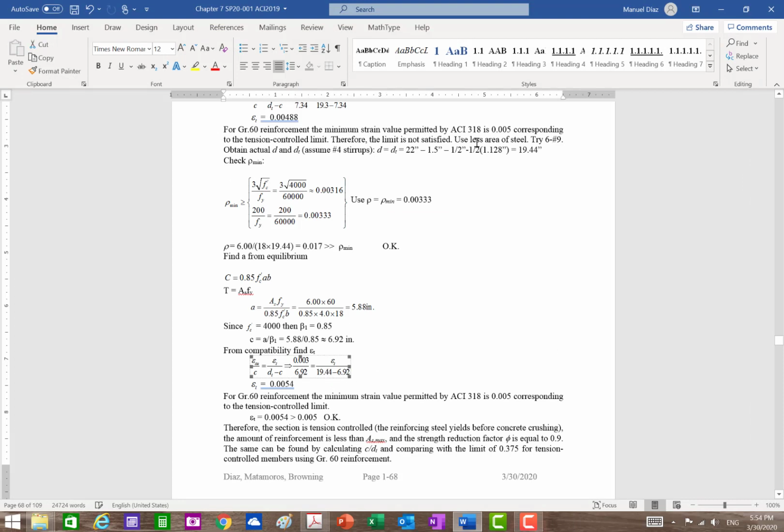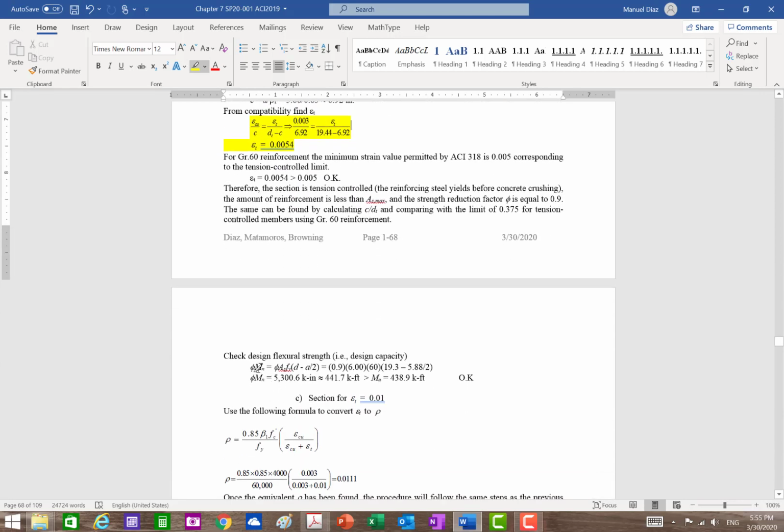But this value should have been the last value that we assumed here. Let me see if we're using it in another place. No, that's the only place. Okay, so that needs to be changed. All right, so now we are good. We have satisfied our values, and that design will be okay. Check my design flexural strength, and yeah, we're good: 442 versus 439.